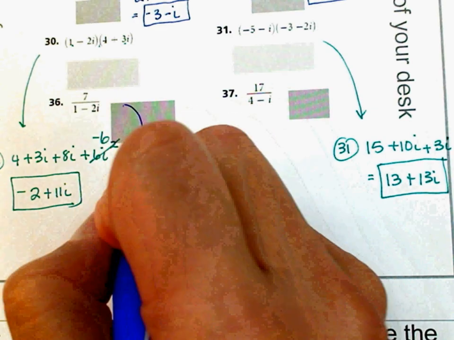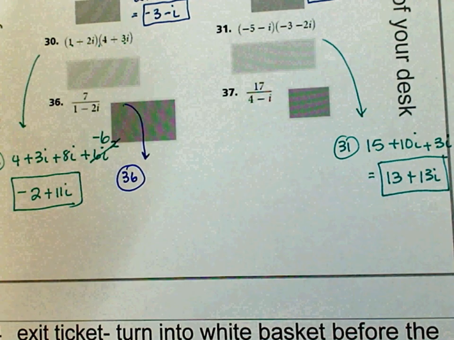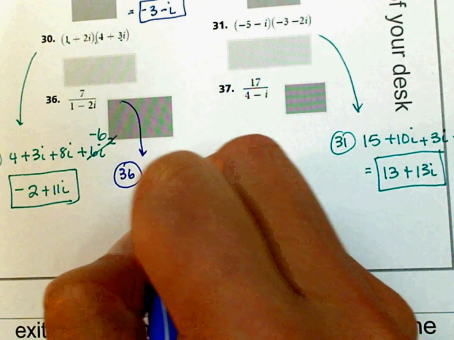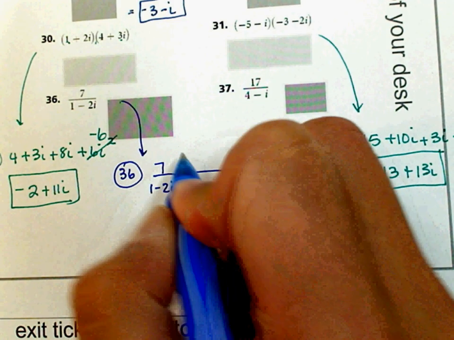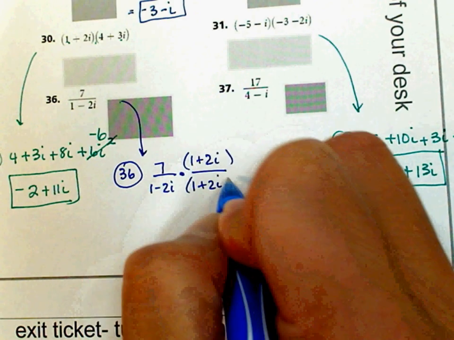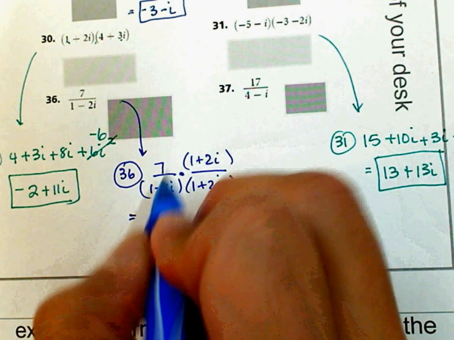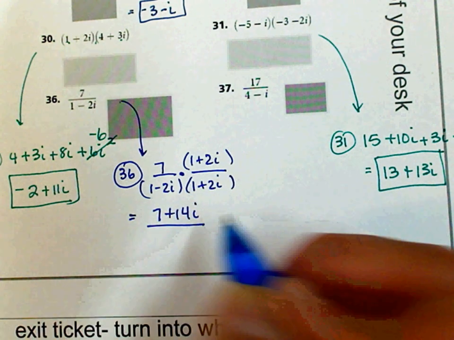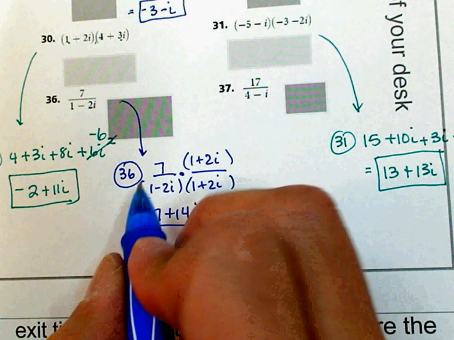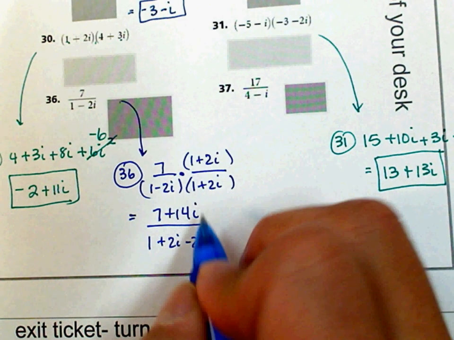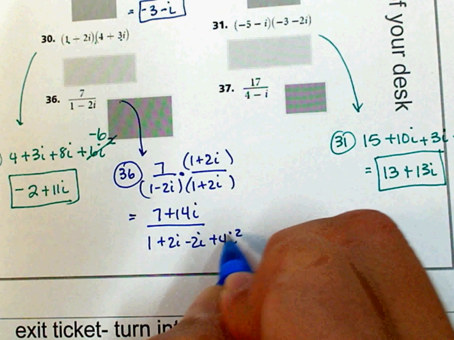Here's number 36. This time you have 7 over 1 minus 2i. Can't have an i in the denominator, so you're going to multiply it times the conjugate, just like that. Let's go ahead and distribute your 7. 7 plus 14i divided by 1 times 1 is 1. 1 times 2i is positive 2i, minus 2i plus 4i squared, which comes out to be negative 4.